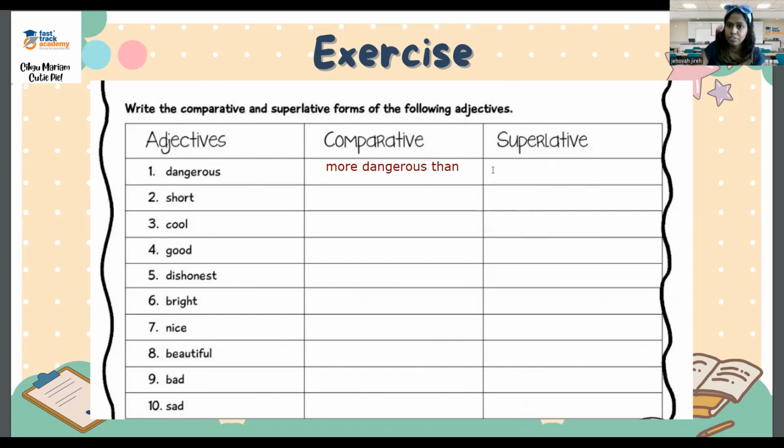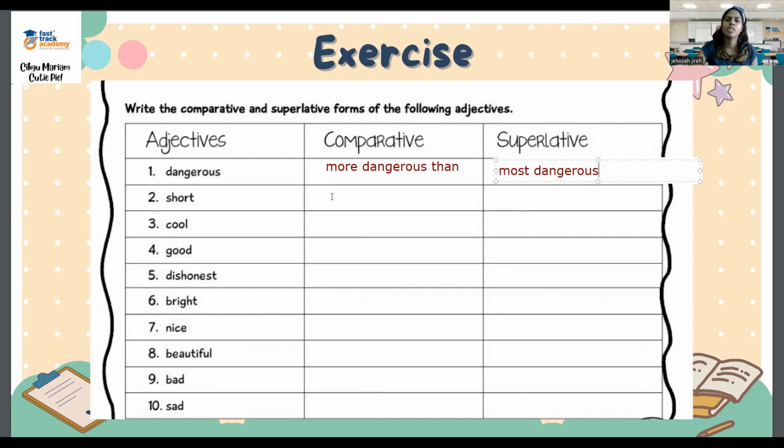How about the superlative? You have to add the word most: most dangerous. Okay, you can't say just dangerous, you have to use the word most. And when you have changed it to superlative adjectives, you do not have to add the word than. Than is only for you to compare two things, not many things.